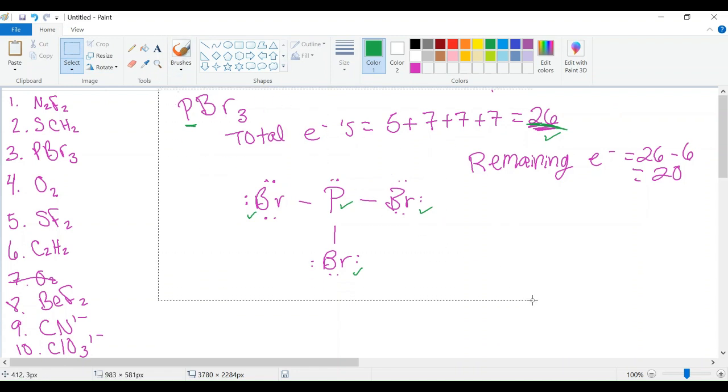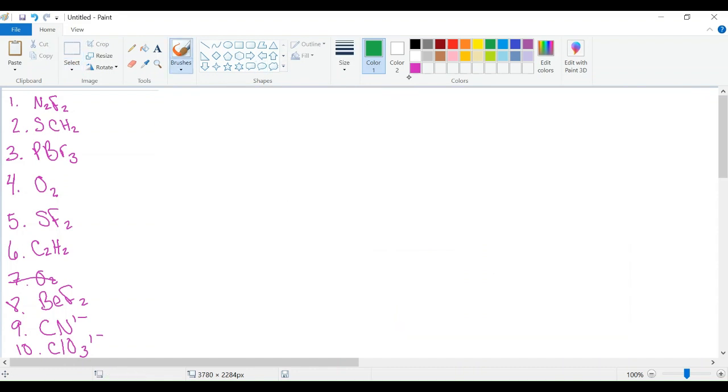Next, we're going to go on to O2. Like I said, skip around as you need to. You don't have to watch every one of these examples, just as many as you need to get the hang of it.